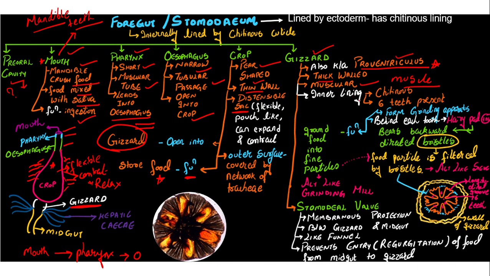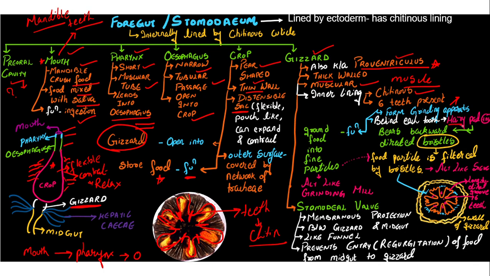The inner lining of the gizzard is chitinous, and it has 6 teeth. Now, see this picture present over here. See here, 1, 2, 3, 4, 5, 6. These 6 are nothing but the teeth, which are chitinous. They are made up of chitin, a very hard material, right? Now, these teeth act like a grinding apparatus.